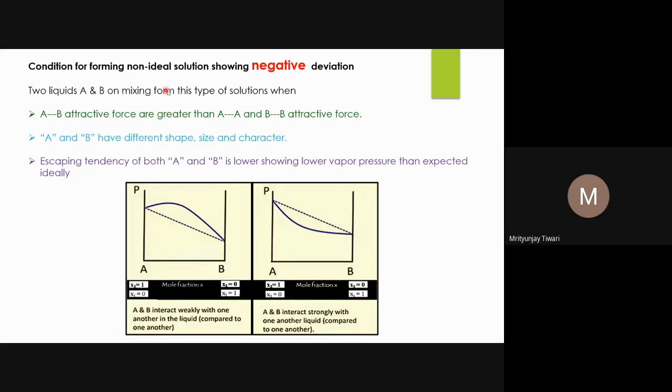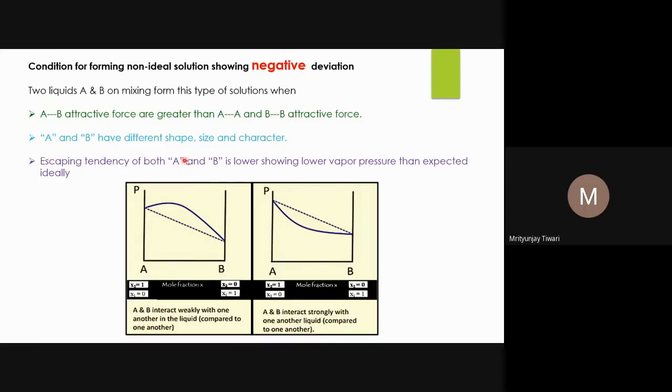The conditions for forming non-ideal solutions showing negative deviation from Raoult's law. Two liquids A and B on mixing form this type of solution. This I have already explained. Just reading out, the A-B attractive forces are greater than the A-A and B-B attractive forces. A-A is the solvent interaction that I have said, and B-B could be the solute interaction. So A-B attractive interactions are stronger than solvent or solute interactions. So such solutions show negative deviation.